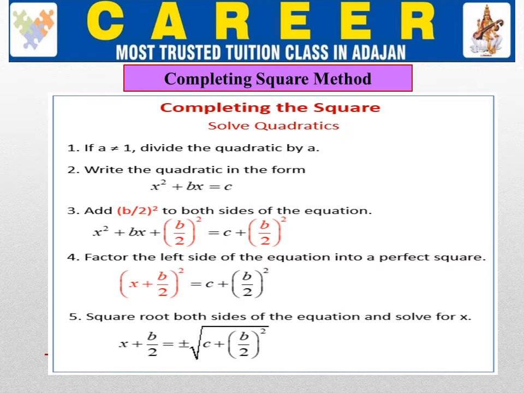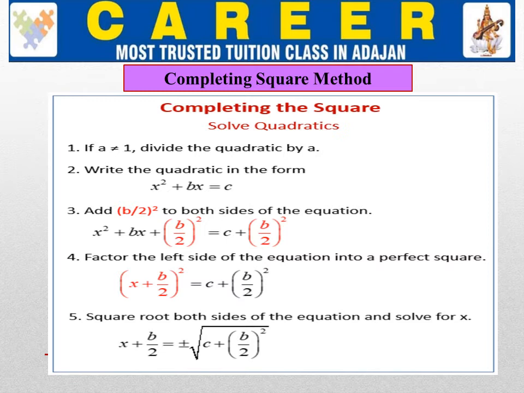The first step is, if a is not equal to 0, that means the coefficient of x square, divide the quadratic by that coefficient, that means by a. Second step, write the quadratic in the form of x square plus bx plus c, that means the constant has to be moved to the RHS side.